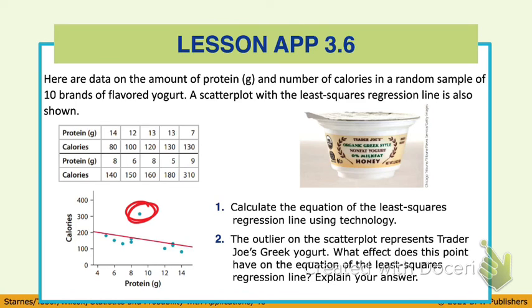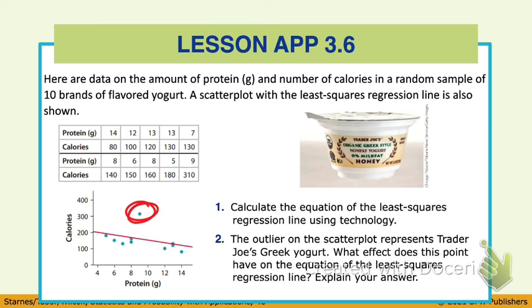Think about that point: if I took it away, what would happen to the line? What do you think would happen if I just took that point away? Would the line go up? Nope. The line would go down. If I took that point away, the line would go down. So this Trader Joe's yogurt is increasing the line, meaning it has increased the y-intercept.